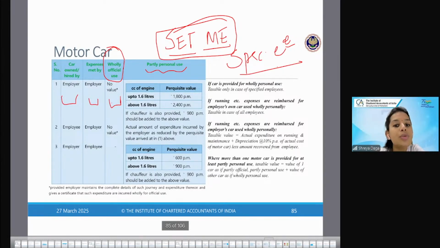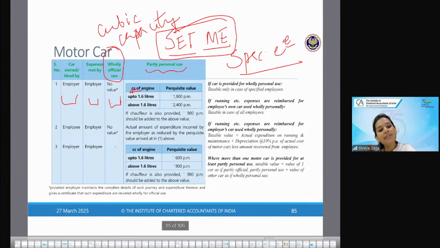We need to see the cubic capacity of the engine. CC means cubic capacity. It will be given in the exam. You do not have to memorize the cubic capacity of every car model. Okay. It is going to be given in the exam that the cubic capacity of the engine of the car given by the employer to the employee is within 1.6 liters or it is above 1.6 liters. Okay, it's a highly strong powered car or light powered car. So they will define this whether it is up to 1.6 liters or beyond that.